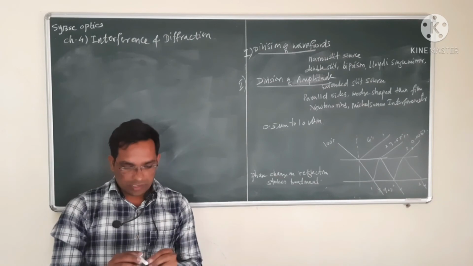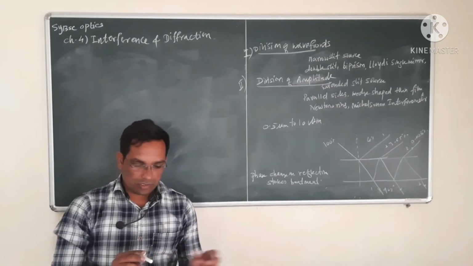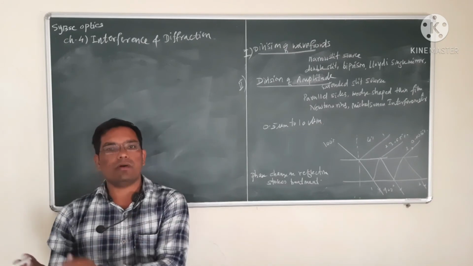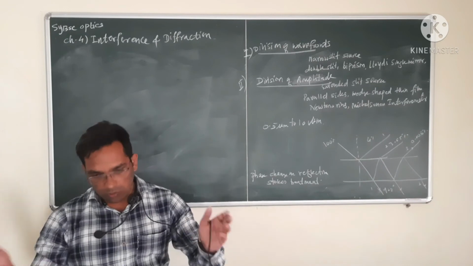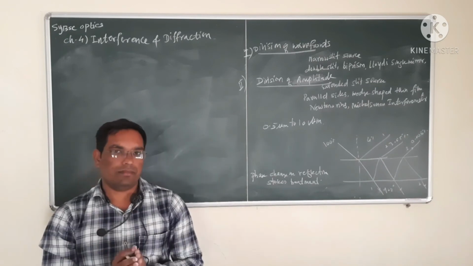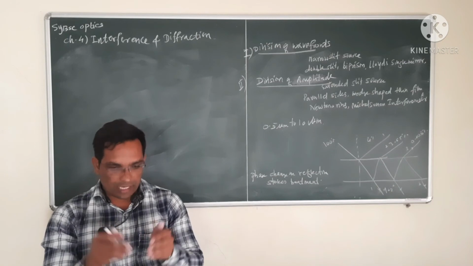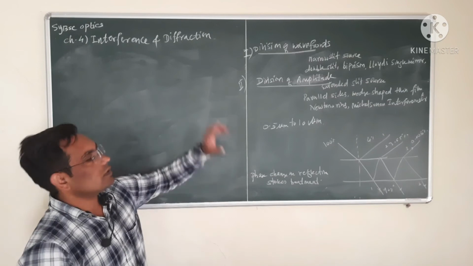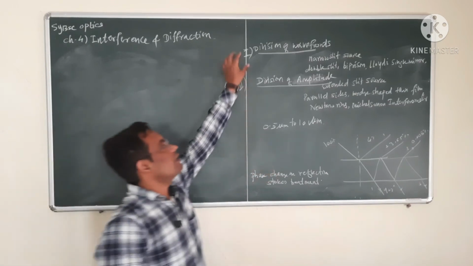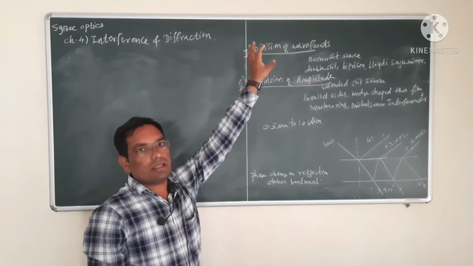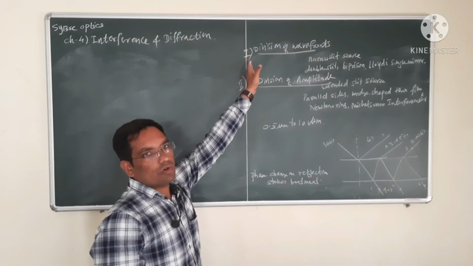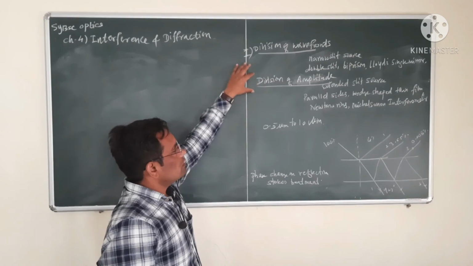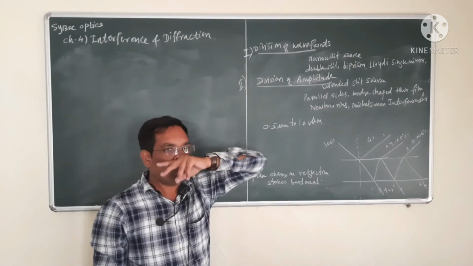So we have to divide that light ray into two different rays, or three or four rays, and allow them to come to a single point. When they come to a single point, we will get an interference pattern. If we divide the wavefronts, that phenomenon is known as division of wavefronts. If we divide the amplitude, then such a phenomenon is known as division of amplitude.